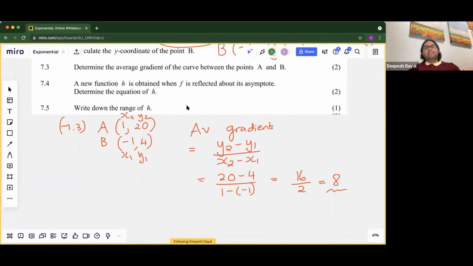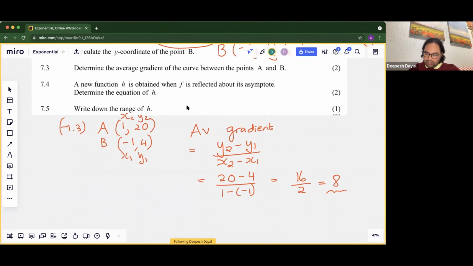Nope. Okay. The next one is quite tricky. You're going to have to put your thinking cap on for that one. It's based on the first lesson we had with the exponential graphs, and that's going to come in handy with how we were looking at the positives and negatives. So it says, a new function h is obtained when f is reflected about its asymptote. Determine the equation of h.